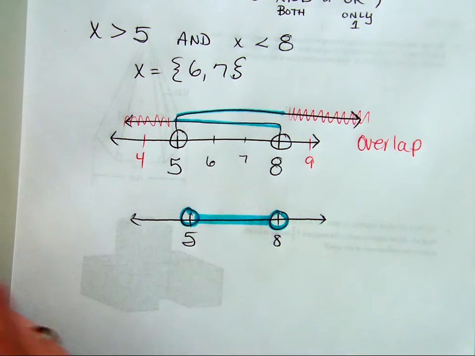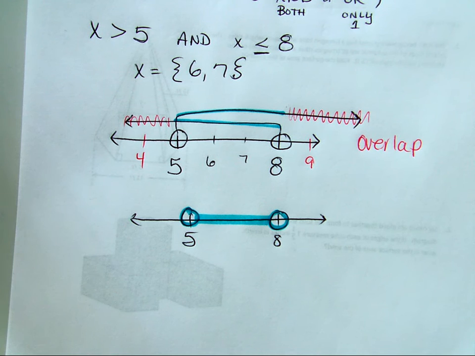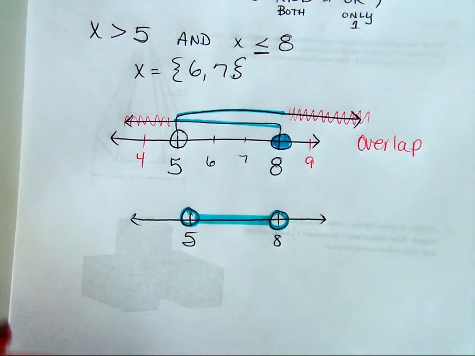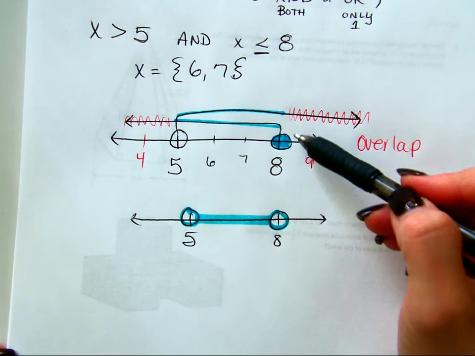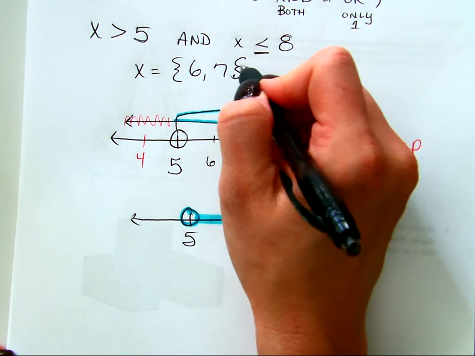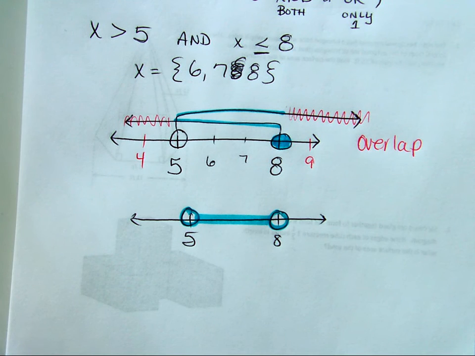So how would that change things if I were to put a little line under that 8? I want the numbers that are greater than 5 and less than or equal to 8. That means that this gets colored in. And now, is there overlap at 8? It's colored in here and covered here. So now it can be part of my set. Do you see the difference? Okay. So that is our typical and.